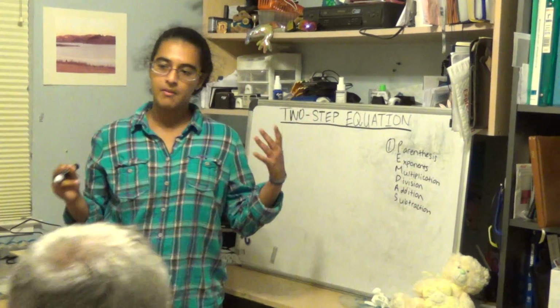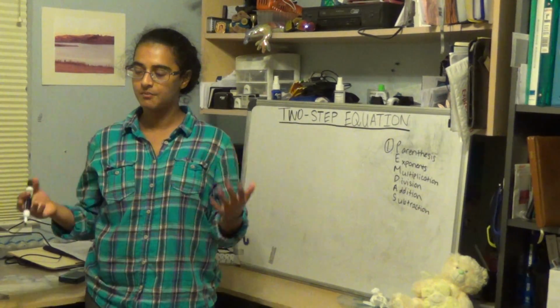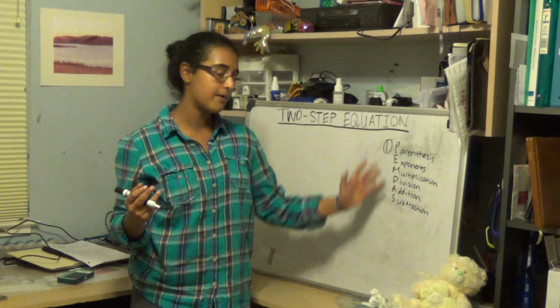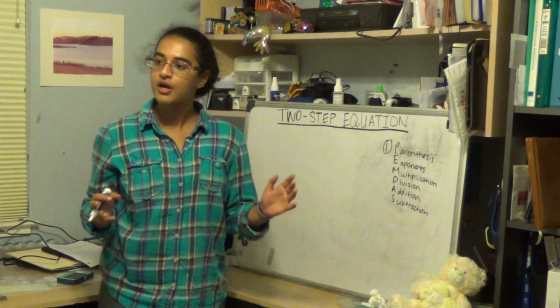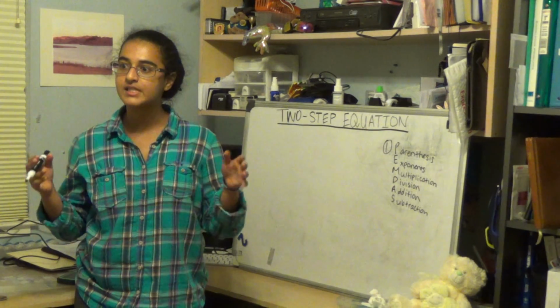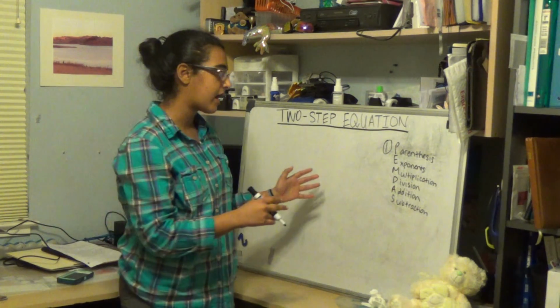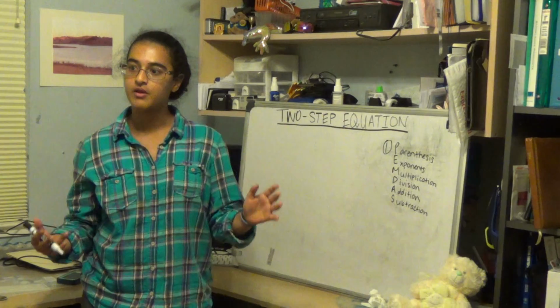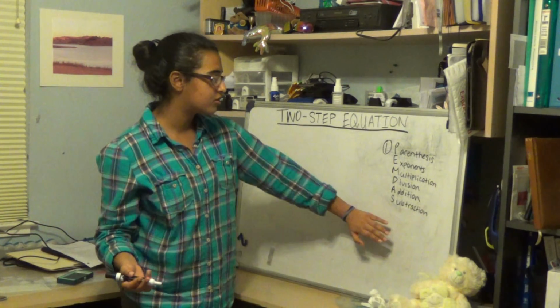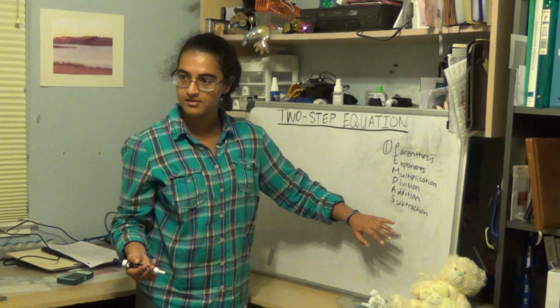So the thing to remember is that when we try to simplify an expression, we use PEMDAS, right? But when we're trying to solve for a variable, we're not simplifying. We're trying to isolate the variable. And in order to do that, we need to do the reverse of PEMDAS.